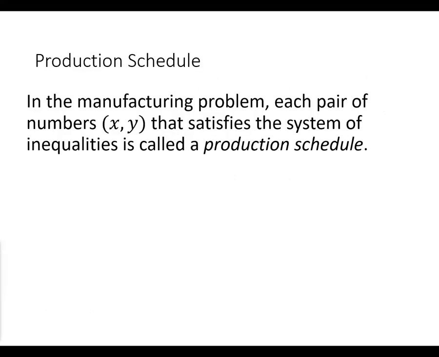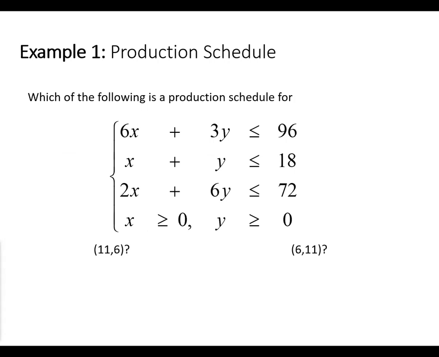So in the manufacturing problem, each pair of numbers X and Y, any point that satisfies the system of inequalities, is called a production schedule, meaning this is what we're on schedule to make each day to maximize our profit. Here's an example to talk about production schedules. Which of the following is a production schedule for our system?